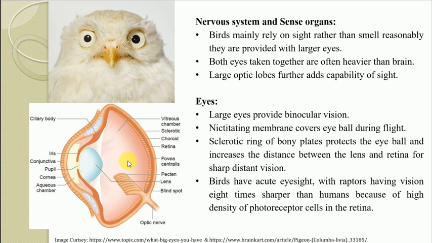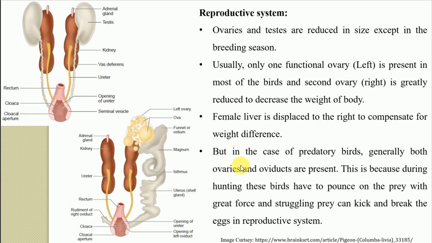Due to that, they get very sharp and distant vision. So birds have acute eyesight; raptors have vision 8 times sharper than that of humans, because of the high density of photoreceptor cells present in the retina. The retina is provided with sharp photoreceptor cells, and due to that, a bird's sight capability is 8 times that of a human being. So this is another feature which adds to the flying activity of birds.